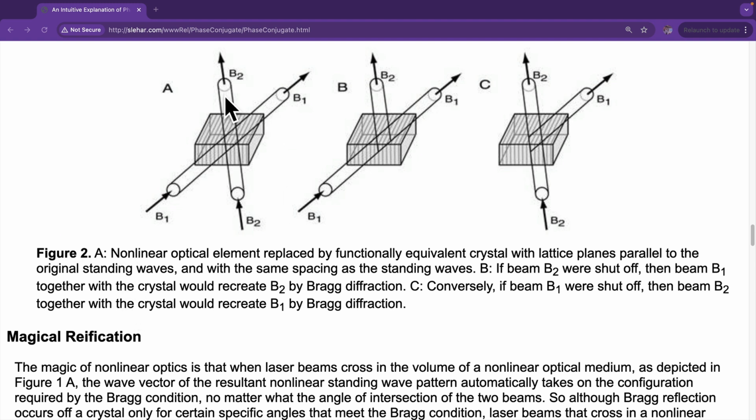Figure 2. A nonlinear optical element replaced by the functionally equivalent crystal with lattice planes parallel to the original standing waves and with the same spacing as the standing waves. B. If beam 2 were shut off, then beam 1 together with the crystal would recreate B2 by Bragg diffraction. C. Conversely, if beam 1 were shut off, then beam 2 together with the crystal would recreate beam 1 by Bragg diffraction.